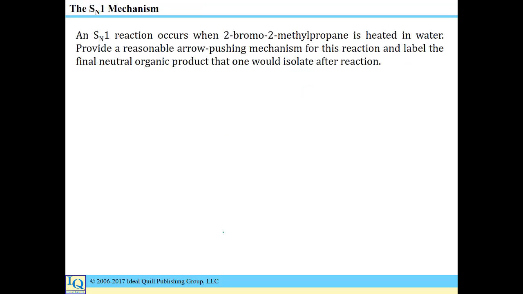And now we're going to transition from discussing nucleophilicity and basicity to discussing substitution mechanisms that we learn in later lessons. First, we'll have a problem about the SN1 mechanism. In this problem, it states that an SN1 reaction occurs when 2-bromo-2-methylpropane is heated in water. And we are simply asked to provide a reasonable arrow-pushing mechanism for this reaction and to label the final neutral organic product that we would isolate if we did this reaction.